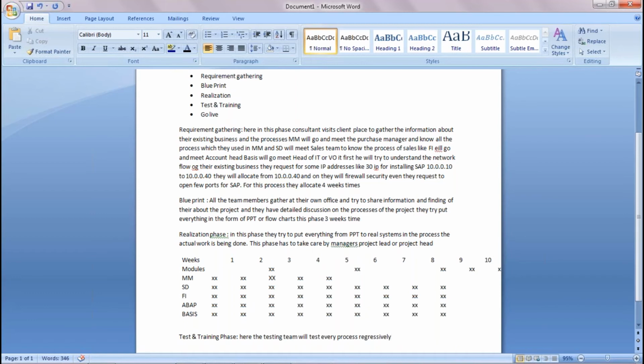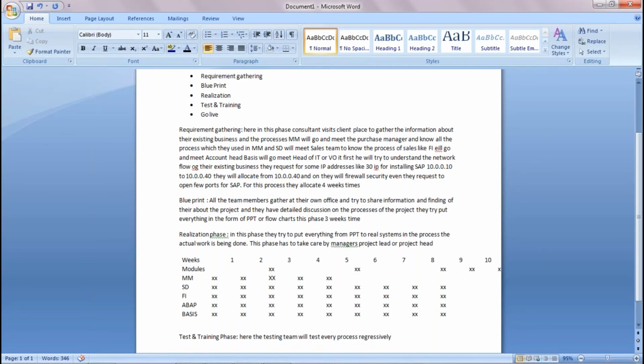In 8 weeks' time, they have to do two things. People will test, and they will also train the people, because they implemented SAP in the new organization where nobody knows how to work in SAP, what to do. But they are very comfortable in their old ERP. Now the time has changed. The company has implemented a new thing called SAP, but nobody knows how to use it. So we have to train them. Who trains? The MM person will train MM, the SD person will train SD, FI will train FI, like that.